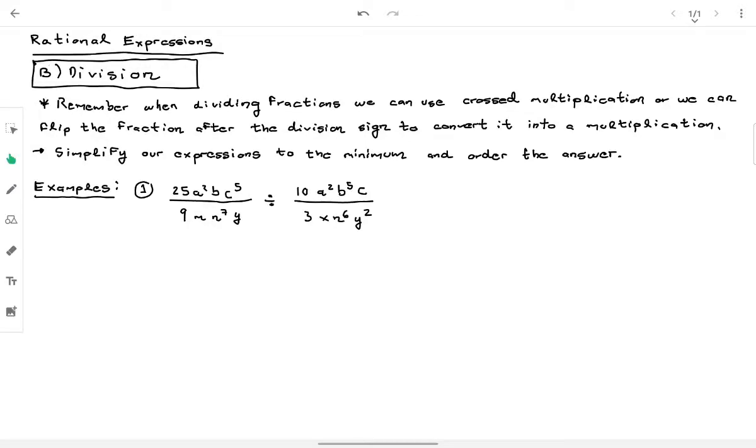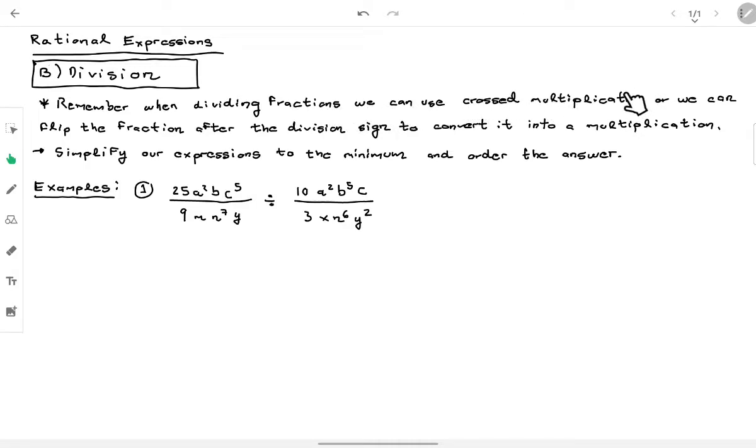So today we will continue with the operations of rational expressions. Today specifically we will see division. Division is almost the same as multiplication because remember, rational expressions are fractions. When dividing fractions we can use cross multiplication.